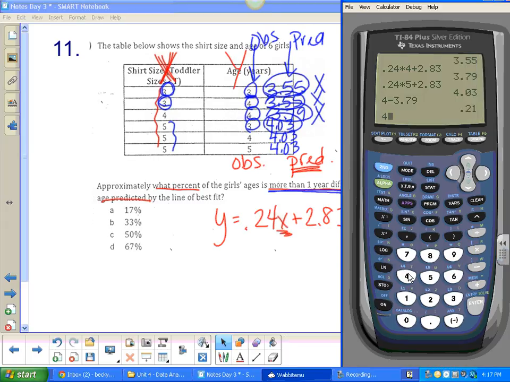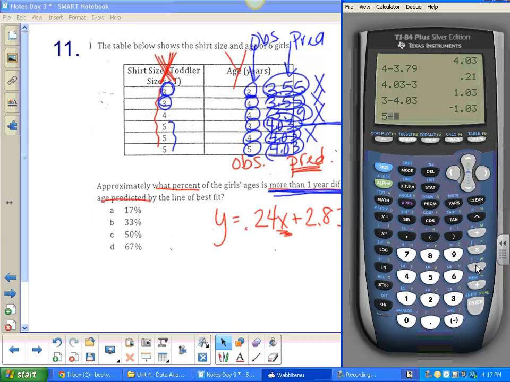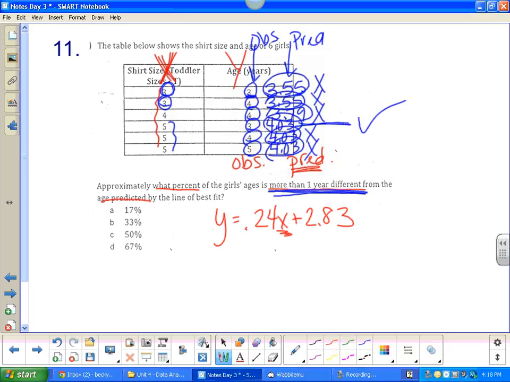Let me show you. So 4.03 minus 3, or you could do 3 minus 4.03. It doesn't matter. The point is that it's bigger than 1. It doesn't matter if it's positive or negative. So he is bigger than 1, so this is one of mine that works, that is more than 1 year difference. Okay, now compare the 4 to the 4.03, and that's not more than 1 year difference. The 5 and the 4.03 is close, but it's not more than a year. It's only 0.97.